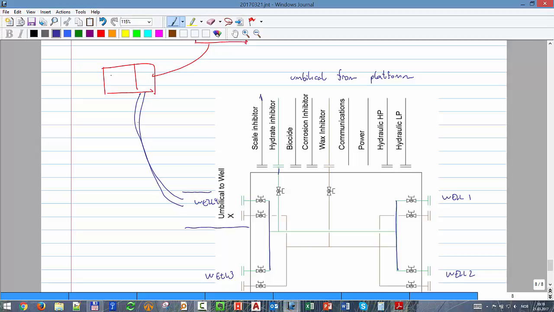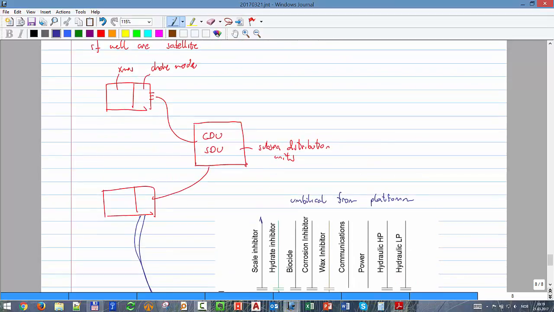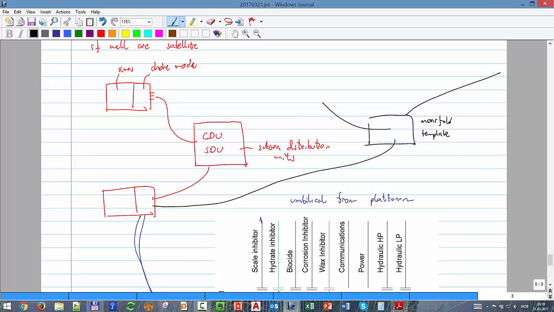And this has nothing to do with production, okay? Here we're looking just at the chemical distribution system. Nothing to do with production. The production goes separately. If we have production with black line, that will go separately to another manifold template, okay, and later to the pipeline that will take it to the platform.